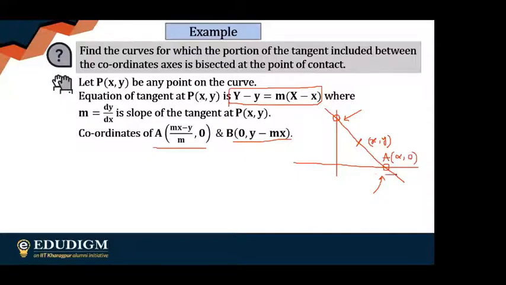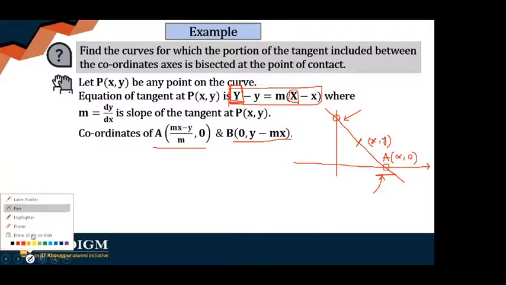To get this point, since this is the x-axis, look, I'm putting capital Y equals to 0. If I put capital Y equals to 0, you can clearly see that this capital X will be x minus y by m. Fair enough? If there is any problem, please let me know.